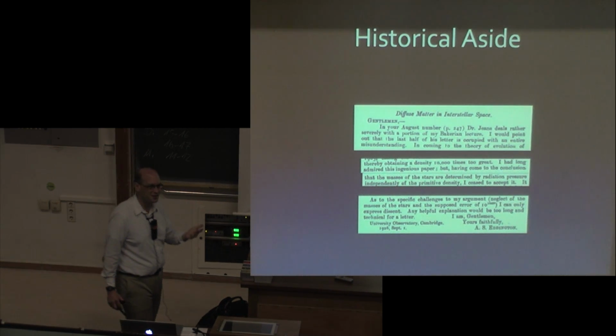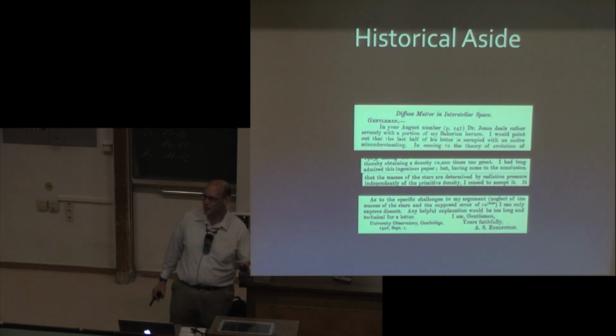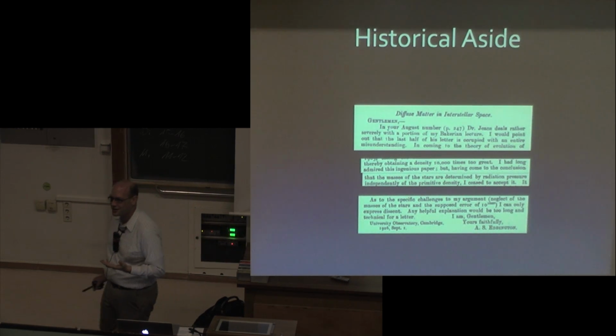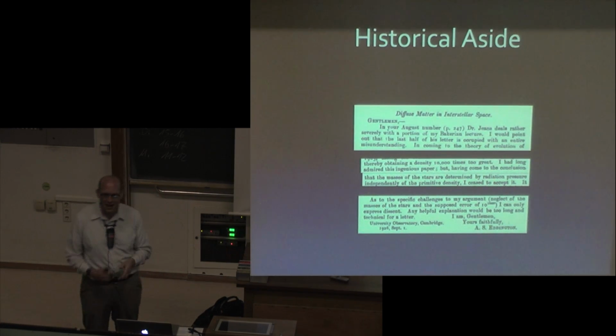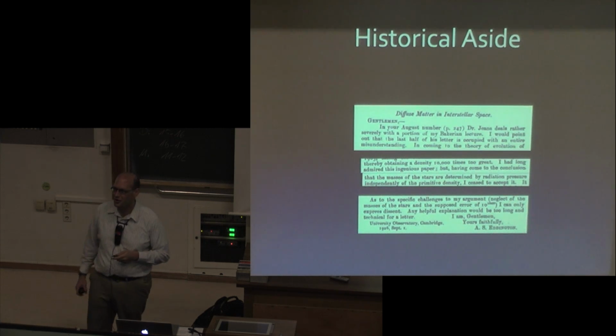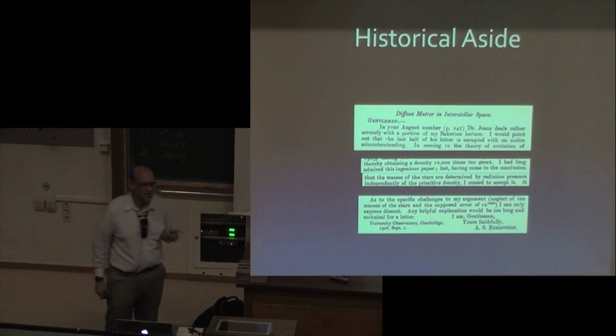Right? There's nothing in the Jeans instability that obviously picks out that mass. So that's why Eddington is saying he doesn't believe Jeans's paper is relevant to the masses of stars. And it's a subtle and important point.